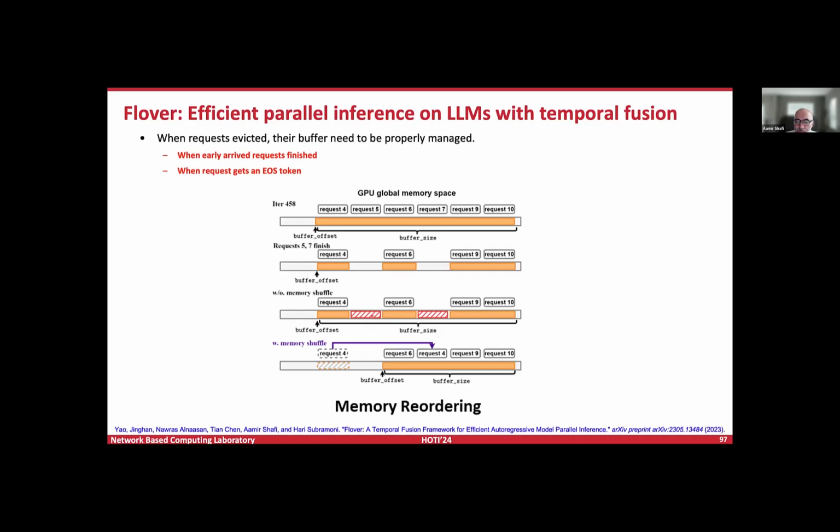It's perfectly possible, because we don't know how long a request is going to run, that the requests sitting in between finish early. So for example, request 5 and request 7 in this particular case get done before the other requests. In this case, we'll have to relocate our requests so that our CUDA kernel can execute efficiently on whatever requests are there to process.